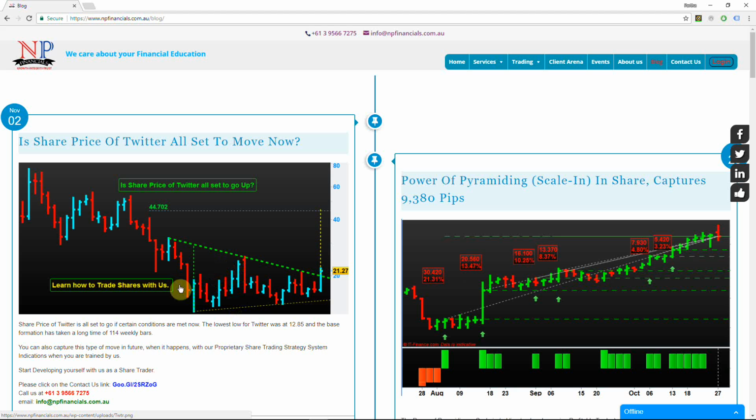This is a monthly chart, and in between there are 114 weekly bars. So I have written share price of Twitter is all set to go if certain conditions are met now. The lowest low of Twitter was at 12.85 here, and the base formation has taken a long time, 114 weekly bars, my dear friend. So this is the head at the top, at the bottom left hand corner of the chart.